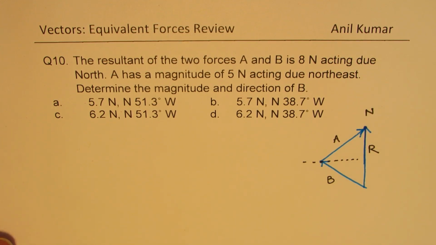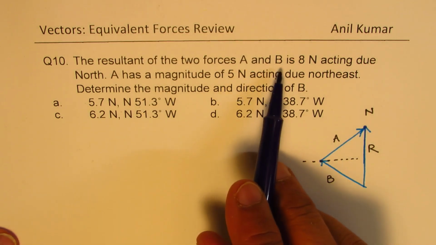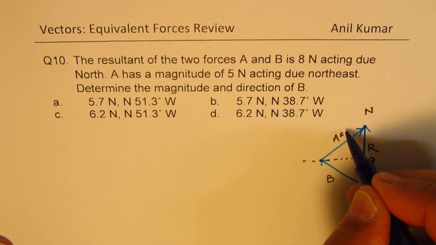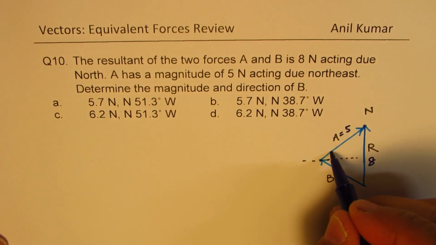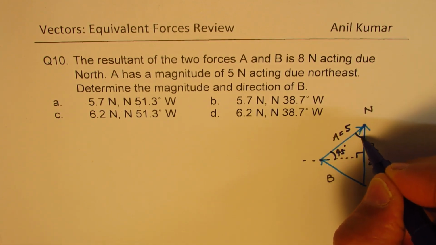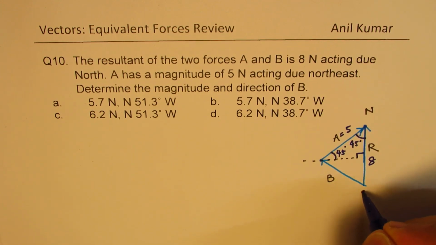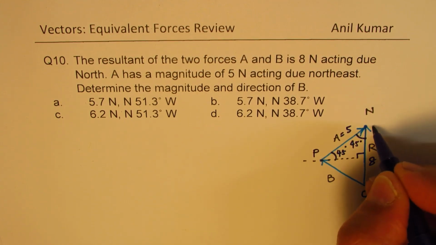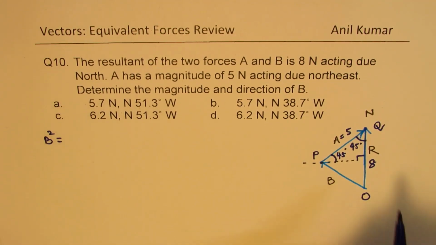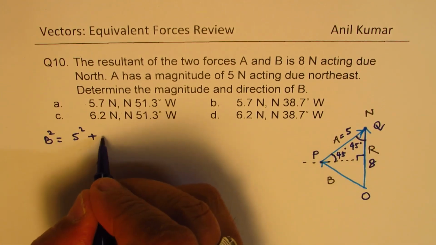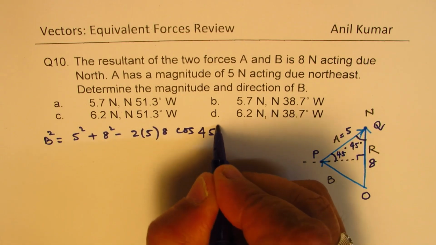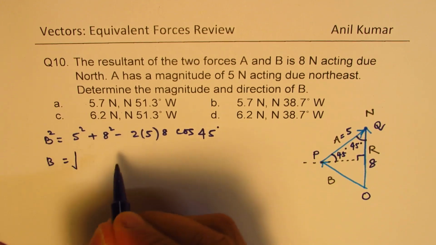Okay. So in this particular case, we have a resultant of two forces A and B is 8 newtons. So this is 8. A has a magnitude of 5, so this magnitude is 5. We know that this angle here is 45 degrees and this is 90 degrees. Since this is 45 degrees, this one is also 45 degrees. Let's call this as O, P, Q. So we can use cosine law to find B, right? So B square will be equal to 5 square plus 8 square minus 2 times 5 times 8 times cos of 45 degrees. Correct? And B will be square root of this, whatever we get.